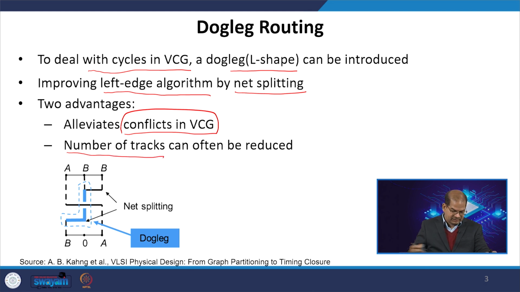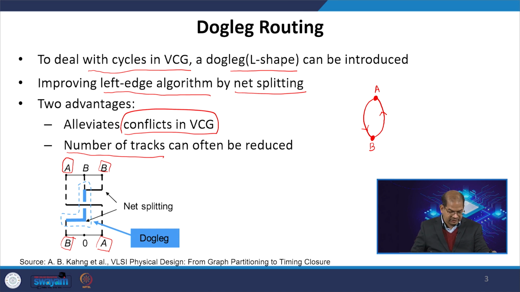Let us take this small example. You have net A here and net B here, then net B here and net A here. If I construct the vertical constraint graph for this, it will look like this. You have A on the top and B on the bottom, then B on the top and A on the bottom. So, it creates a cycle. These are the nodes and these are the edges. Whenever there is a cycle, it is not possible to do the routing using the left edge algorithm.